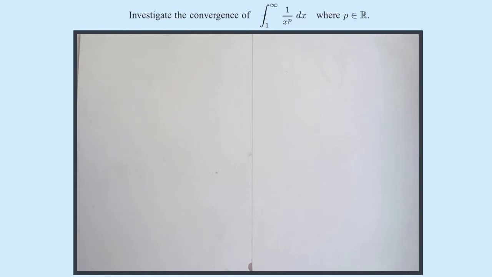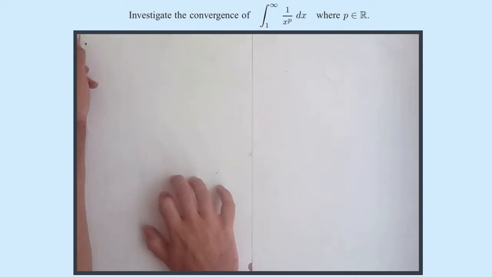We're going to consider, well, when p is 1, what happens? When p is more than 1, what happens? And when p is less than 1, what happens? And it's going to lead to a very important result, which you will be able to use and quote when investigating convergence of other things. So it is very useful.